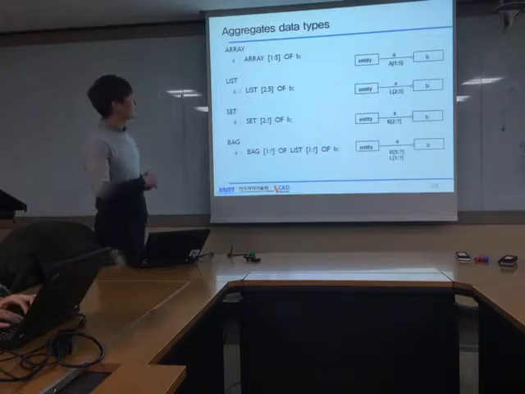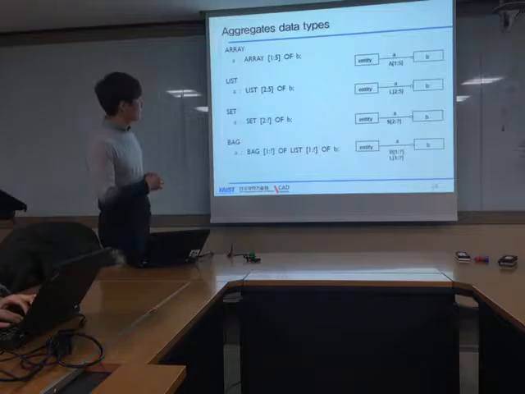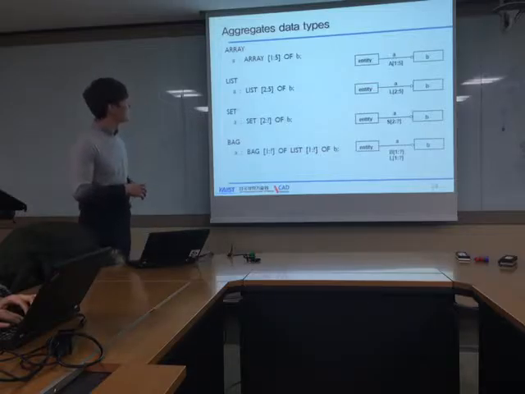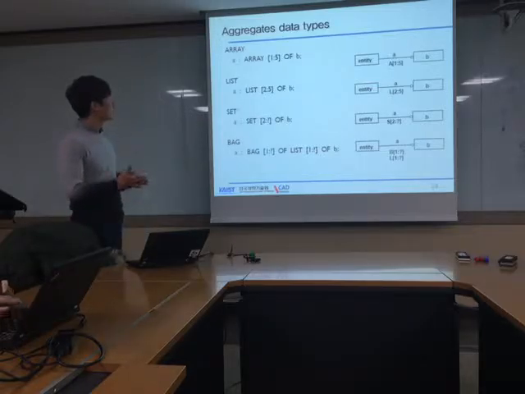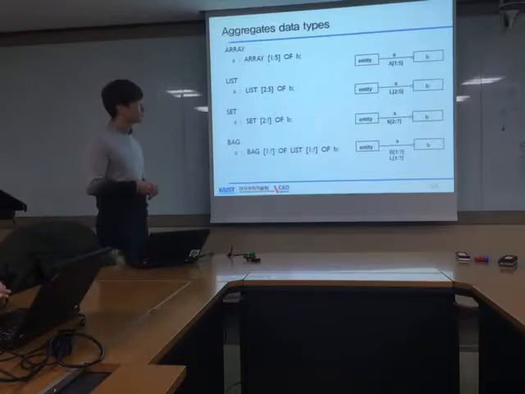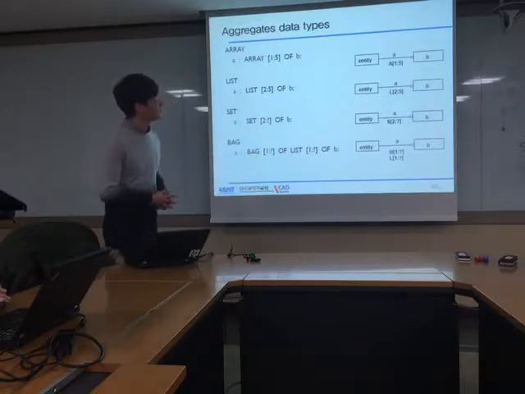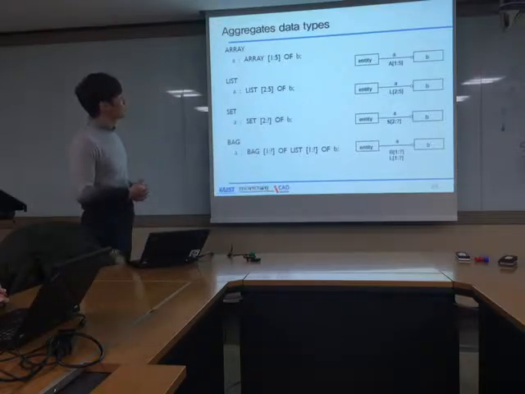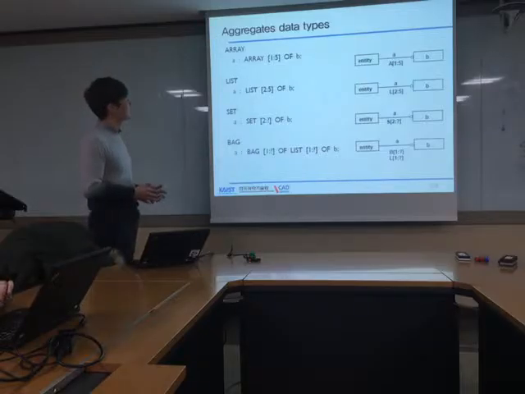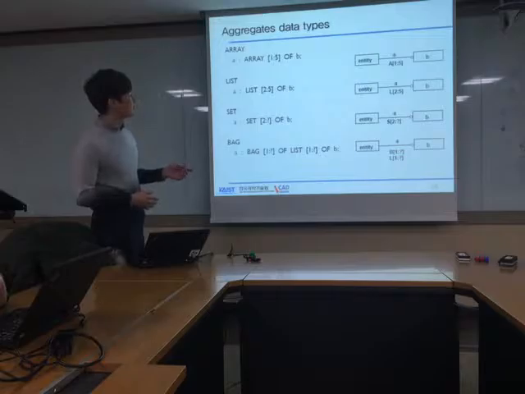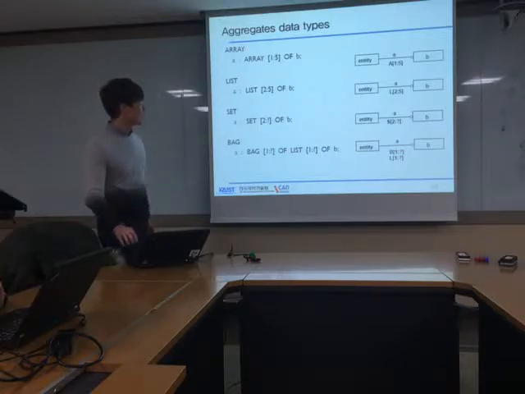And these are aggregate data types. As I mentioned before, there are 4 types of aggregate data types, and they are used like this picture. It means the entity gets the information from the B, and the notation is A means array, L means list, S means set, and B means bag.